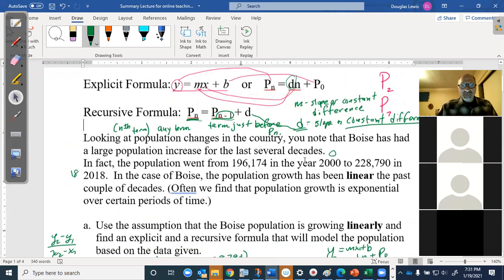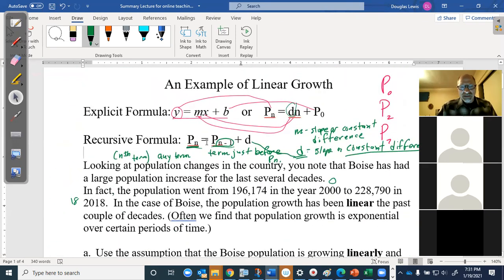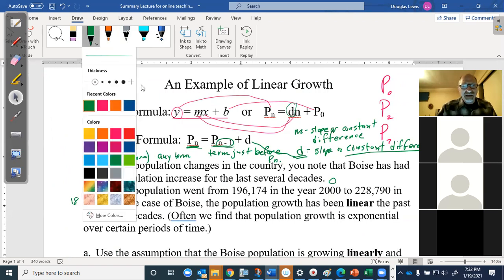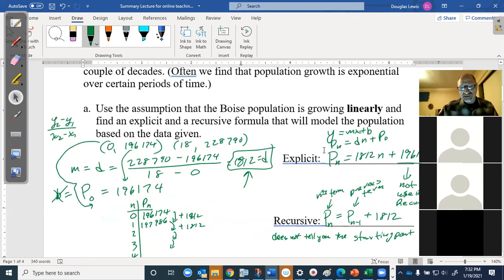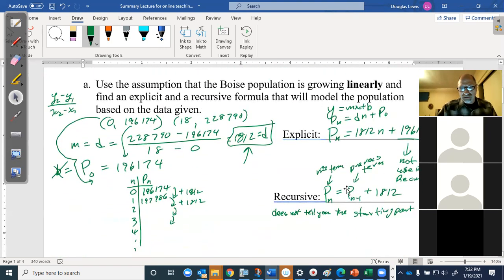Okay, and you can see up here, here's the general form: P sub n equals P sub n minus 1 plus D. And so the only thing you plug in there is D. Once you know what D is, that's all you put into the formula. It just keeps the P sub n and P sub n minus 1. That's part of the formula.